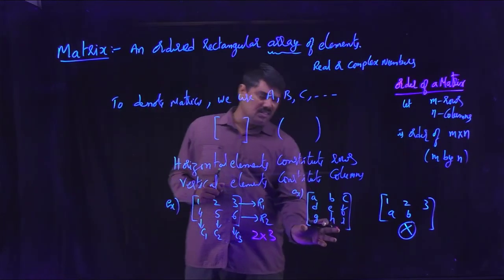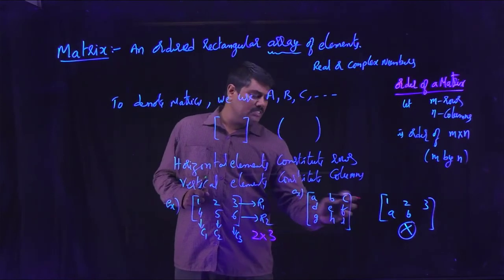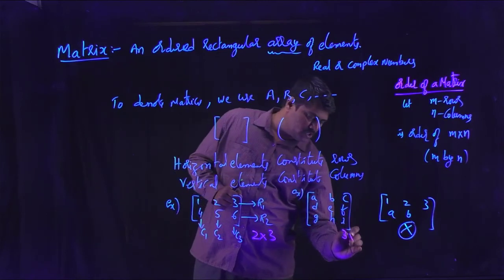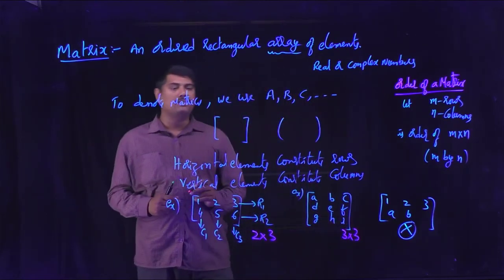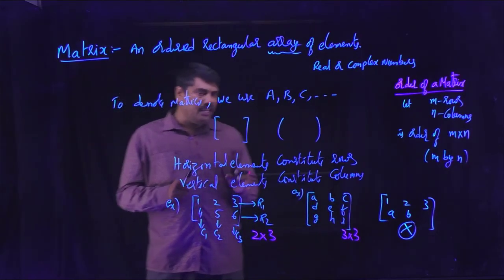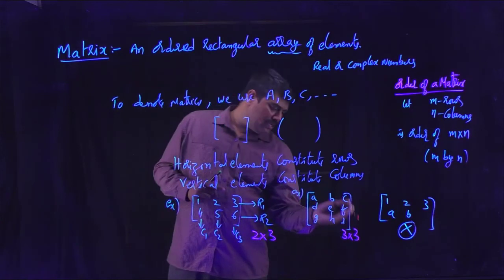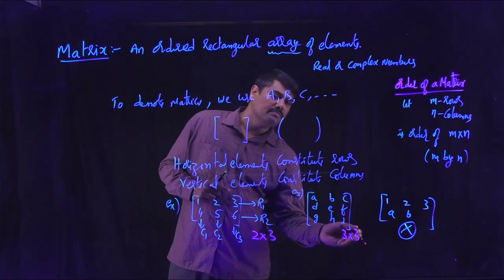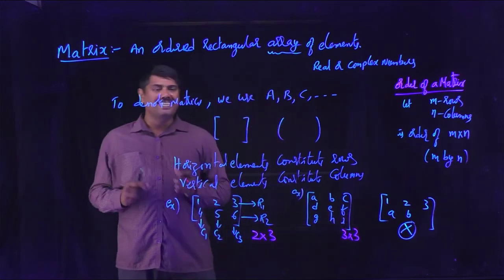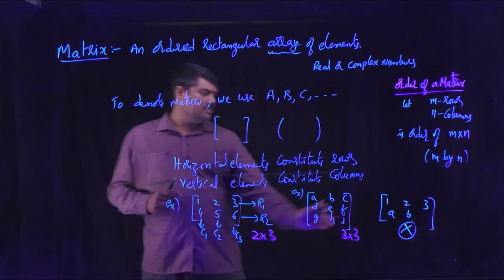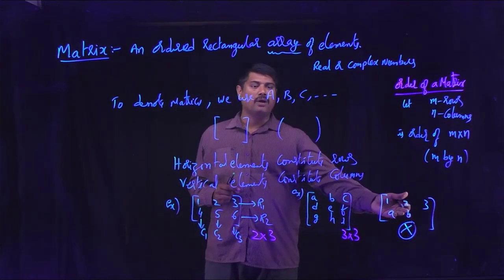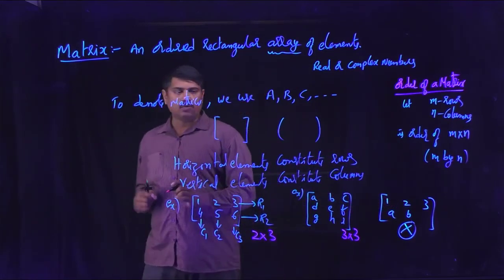Here in this example, it contains 3 rows as well as 3 columns. So this is said to be of order 3 by 3, a 3 by 3 matrix. Generally, we write the order of the matrix at the right side bottom corner of the matrix. This one is not a matrix, so it cannot have any order. Now let me write one more example.